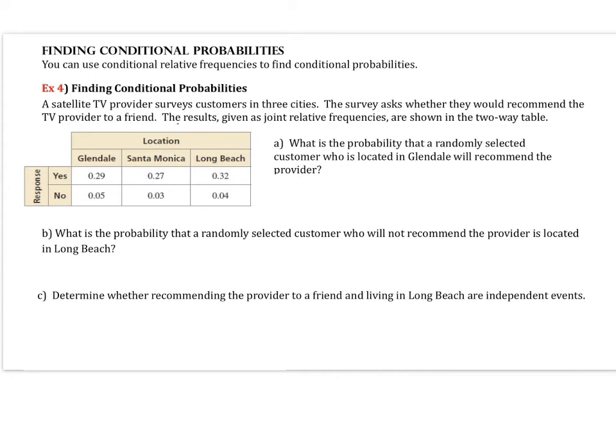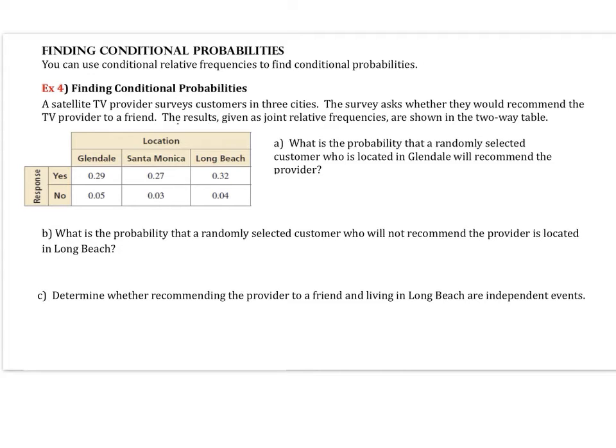Okay, now we want to find conditional probabilities, and you can use conditional relative frequencies to find conditional probabilities. All right, here in this example, we have a satellite TV provider who surveys customers in 3 cities. The survey asks whether they would recommend the TV provider to a friend. The results, given as joint relative frequencies, in other words, we've already figured out all the values for the joint relative frequency, are shown in the two-way table.